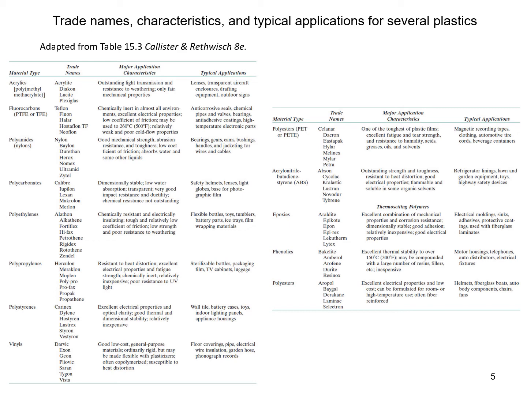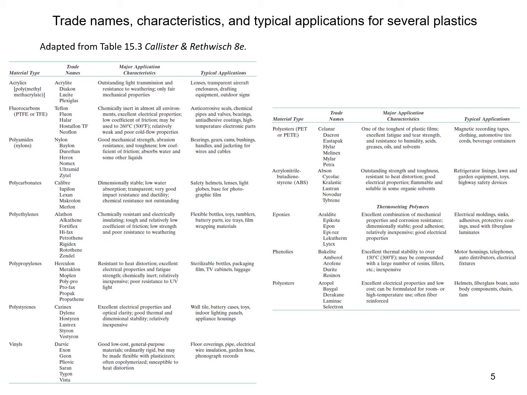So we can see and have ideas about their major application characteristics and the typical applications of each. For example, nylons are used for bearings, gears, cams, bushings, handles, and jacketing for wires and cables because they have good mechanical strength, abrasion resistance and toughness, low coefficient of friction, and absorb water and some other liquids. While polycarbonates are used for safety helmets, lenses, light globes, and base for photographic films because they are dimensionally stable. They have low water absorption, they are transparent, and they have very good impact resistance and ductility, but chemical resistance is not outstanding.